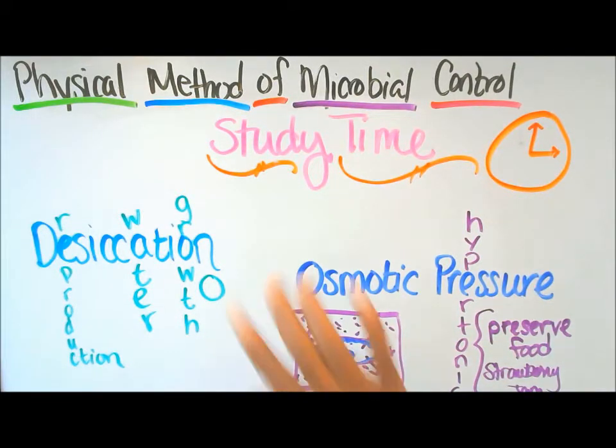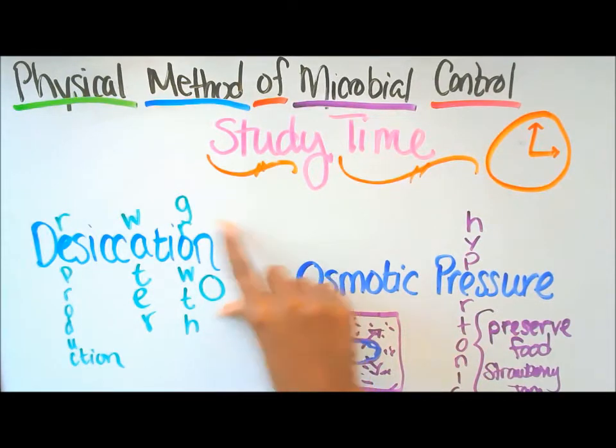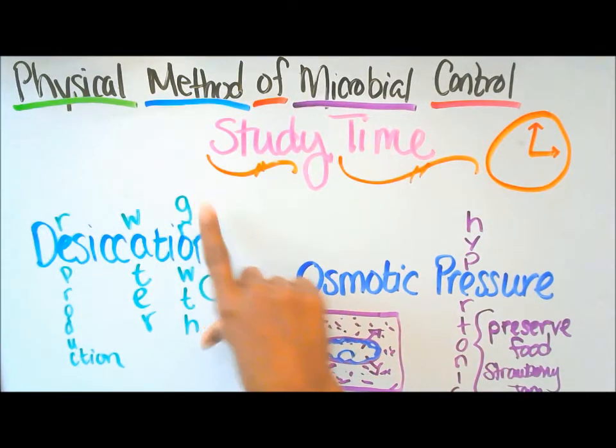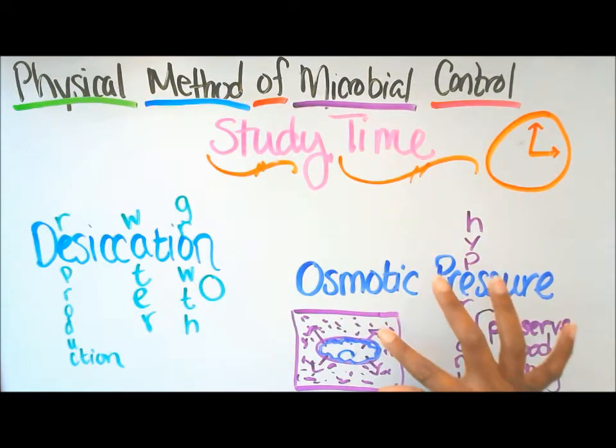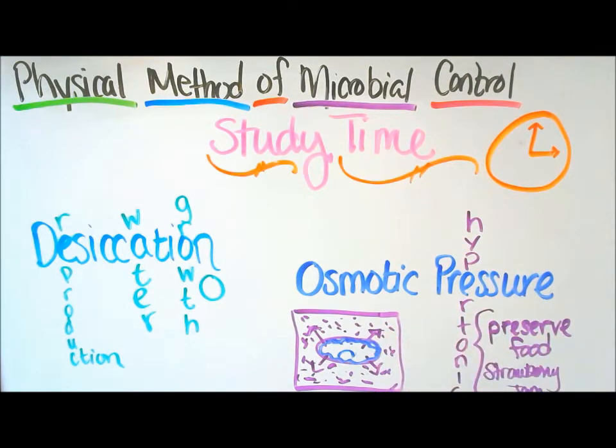So let's recap. We have desiccation. There's no water in the environment, so there's no growth and no reproduction. Desiccation. In osmotic pressure, it's hypertonic, and it means that the environment has a high concentration of like salt or sugar, which means that the water that's inside the cell will leave the cell so that it can try to balance it out, and the cell will shrink. And you see this in preserving food, and specifically strawberry jam.